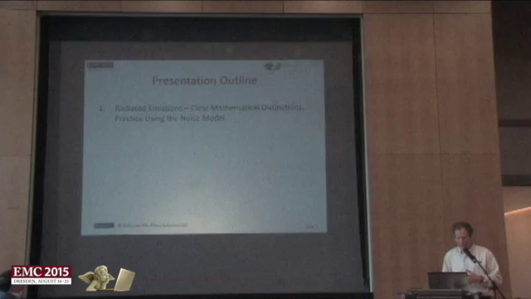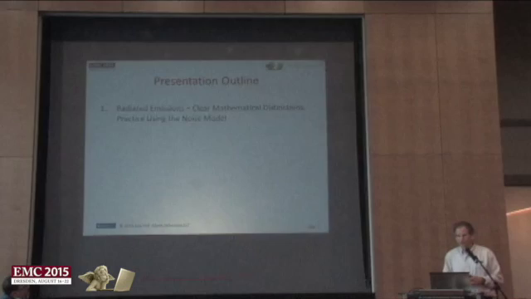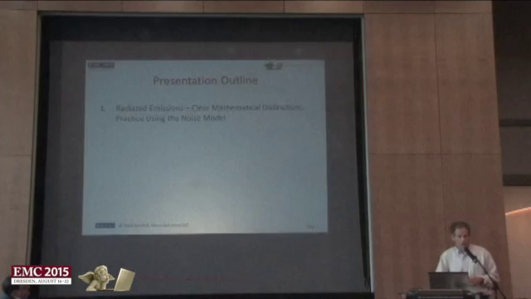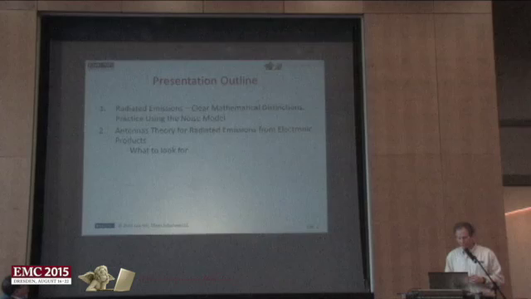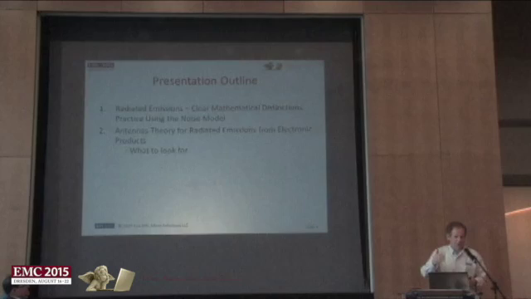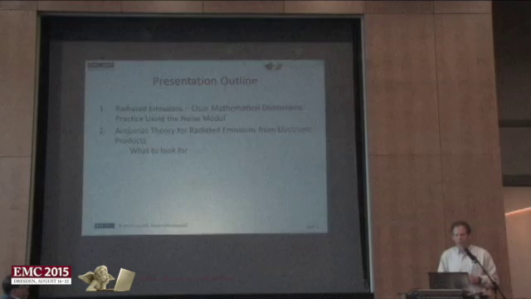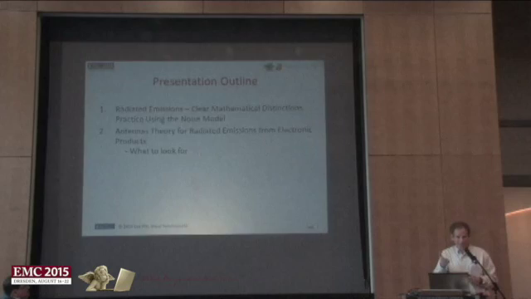We're going to use a very small bit of math to clarify what we mean by, in particular, the different noise paths. And then we're going to do a little bit of practice using the noise model. We're going to talk briefly about antennas, the tiny bit of antenna theory that would be helpful to understand, for example, radiated emissions from electronic products. But of course, if we understand radiated emissions from an electronic product, we probably also have a good feeling for radiated immunity to that product, because in both cases, I would think that an antenna would be involved. And so we'll talk about what to look for.